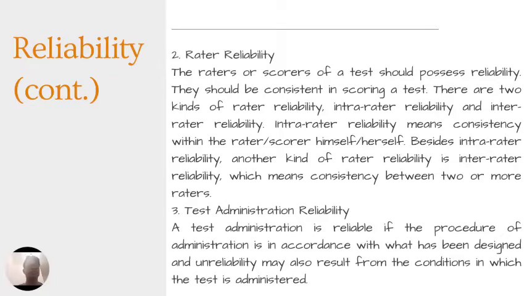Test administration reliability. A test administration is reliable if the procedures of the administration are in accordance with what has been designed. An unreliability might also result from the condition in which the test is administered.